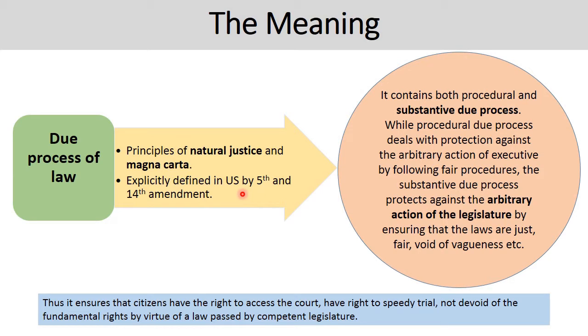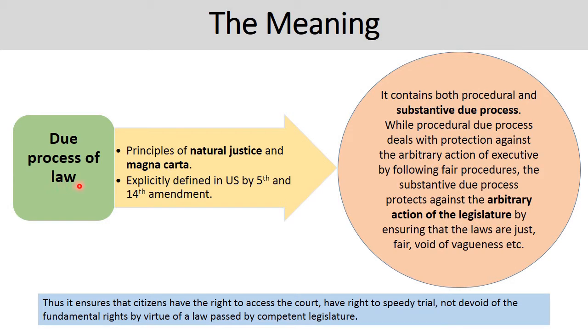Now, when the English Constitution was drafted, they didn't incorporate the concept of due process of law. They didn't even incorporate the concept of judicial review because they felt it's against democracy. However, this concept was explicitly added in the US Constitution by the 5th and 14th Amendment.